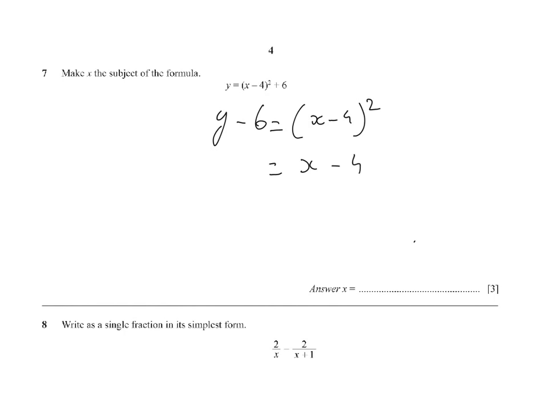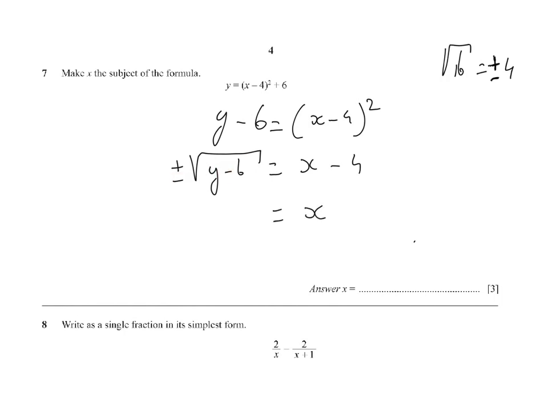So x minus 4 is the square root then of y minus 6. But that's plus or minus, okay? Because never forget that the square root of 16 is 4, but also negative 4, because minus 4 times minus 4 is also 16, okay? So it's always plus or minus, so make sure you don't forget that.